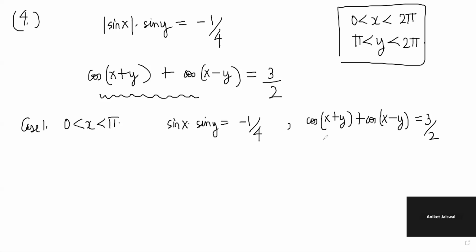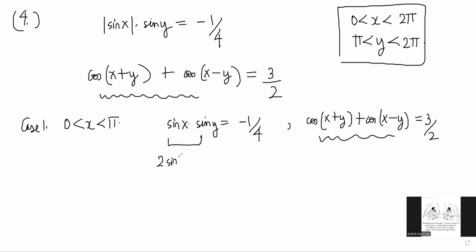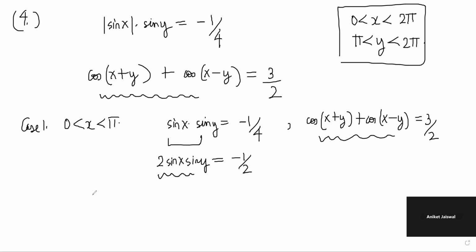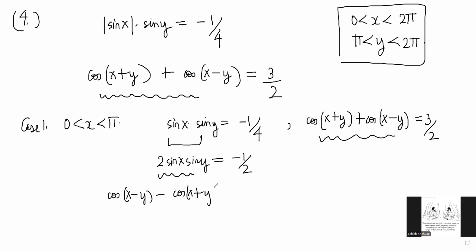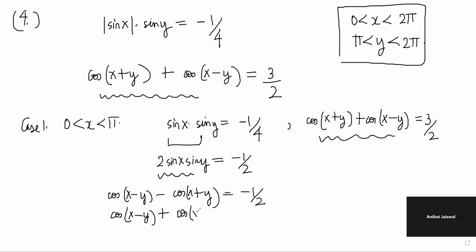If we work here, 2 cos x cos y... The better way to do it is not to convert it into a product, it's to break it into a sum or difference. If you multiply 2 times here, you get 2 sin x sin y is equal to minus half, right? We can write this as the difference: cos(x minus y) minus cos(x plus y) is equal to minus half, and we already have the sum here. So that will be much easier to do.